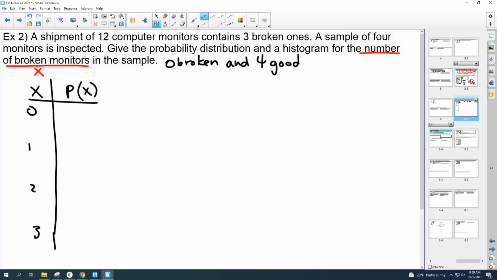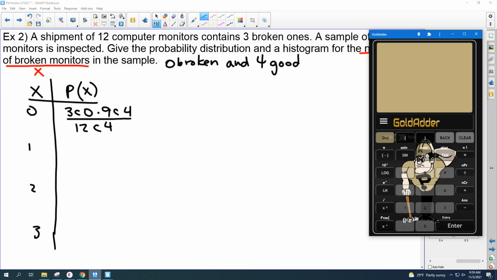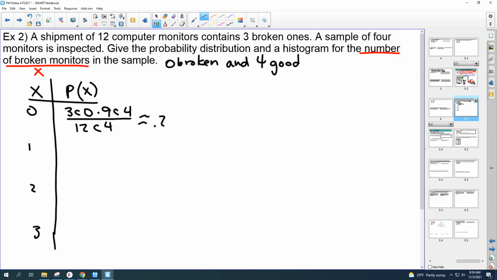All right, so let's think about this. We want 0 broken out of the 3 broken ones. And we want 4 good ones out of the, must be 9 total good monitors. Probability is part over total. So there are 12 total monitors, and I'm going to pick 4 total monitors. Once you get the first one all set, the rest of it's pretty easy. It's just hard to get started. So 3 choose 0 is 1. Really, we just have to do 9 choose 4 over 12 choose 4 here. You get about 0.2545. I like 4 decimals. 0.2545.